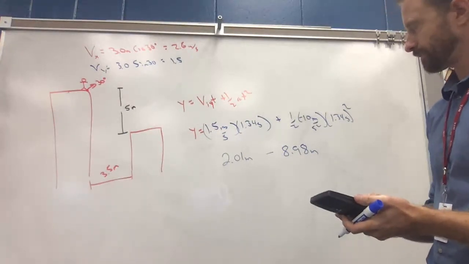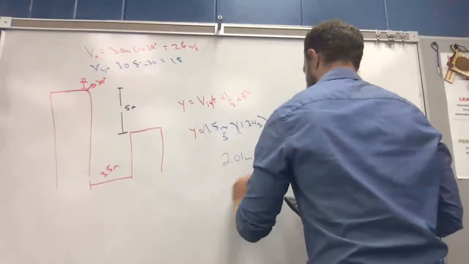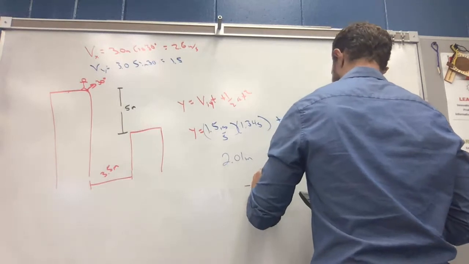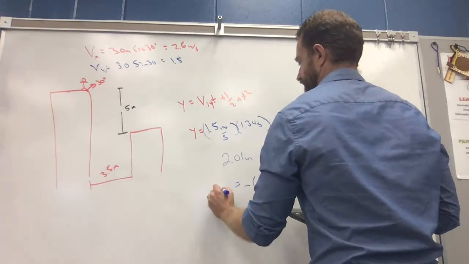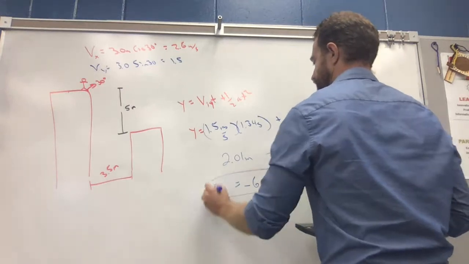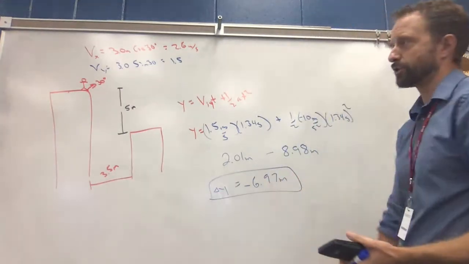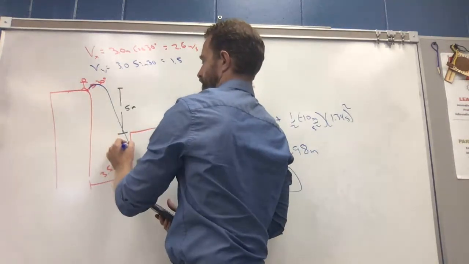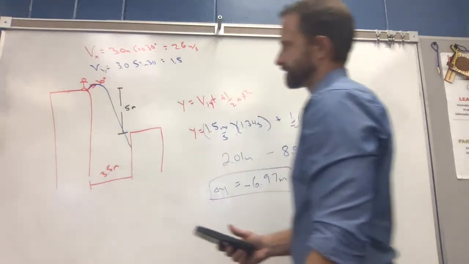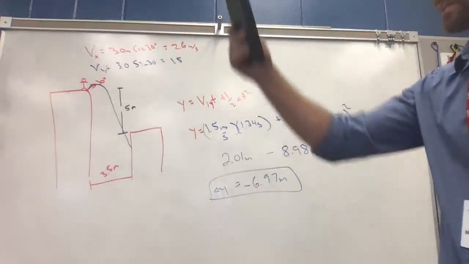Plus 2.01 is negative 6.97 meters, which would be our delta y. So in that time, he would have dropped 2 meters too far, right? So he jumped up and then came down, and he ended up landing, or he was down, 2 meters on the side of the building.